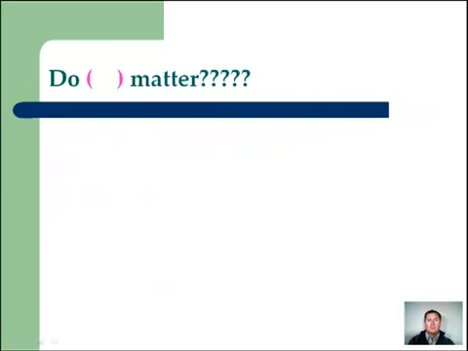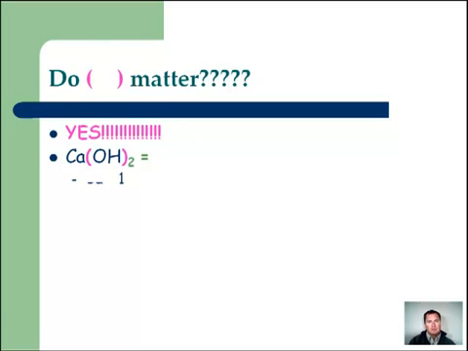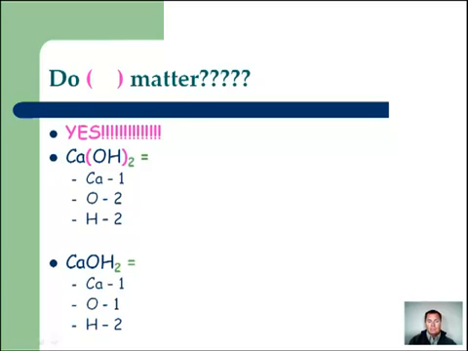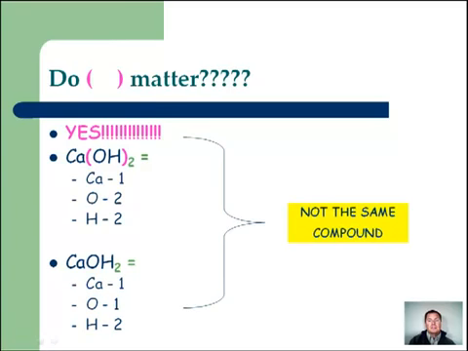Here's why. Do the parentheses matter? It does. Let's look at the 2 versions we wrote for calcium hydroxide. Here's the correct version. If we analyze the number of elements, there's 1 calcium because there's no subscript, so we call it a 1. This 2 gets distributed to everything inside the parentheses, so we get 2 oxygens and 2 hydrogens. Now, if we don't put those parentheses in, we have 1 calcium, 1 oxygen, and 2 hydrogens. These are not the same compound. They have different ratios of atoms.